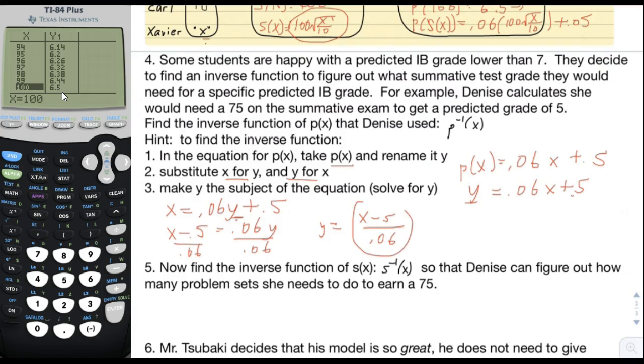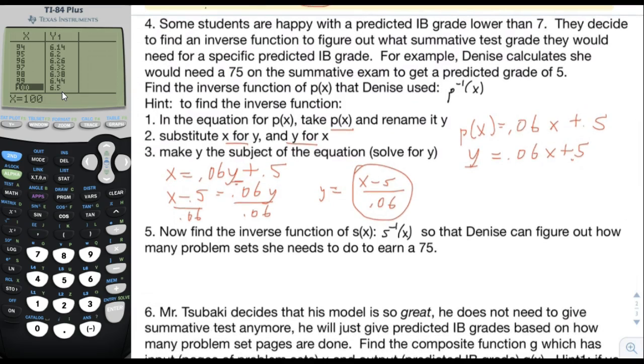It does exactly the opposite of what the original p function did. What this one does is it takes an IB grade of 1 through 7 and makes it into a summative grade, a test grade that you would need to get that IB grade. Okay, so this is actually equal to the inverse function of p.